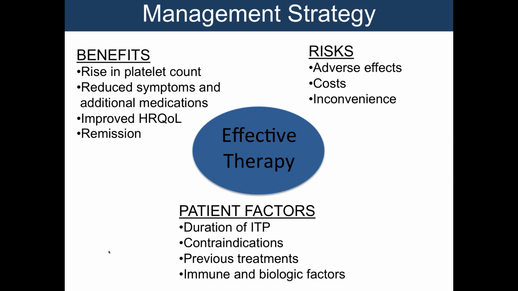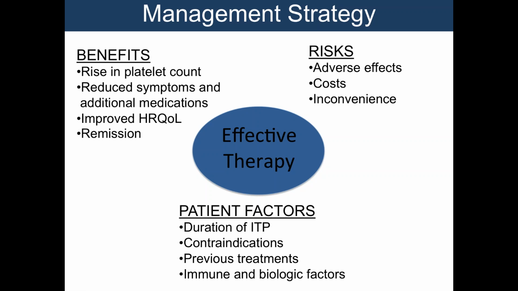And then I think that there's a whole other growing body of literature that could take up an entire second talk on what patient factors we can use to tailor therapy. So, does the duration of ITP matter? Some agents may be more effective if we use them earlier. What contraindications do we have? For example, with TPOs, should we consider other risk factors for thrombosis when looking at that as an option?